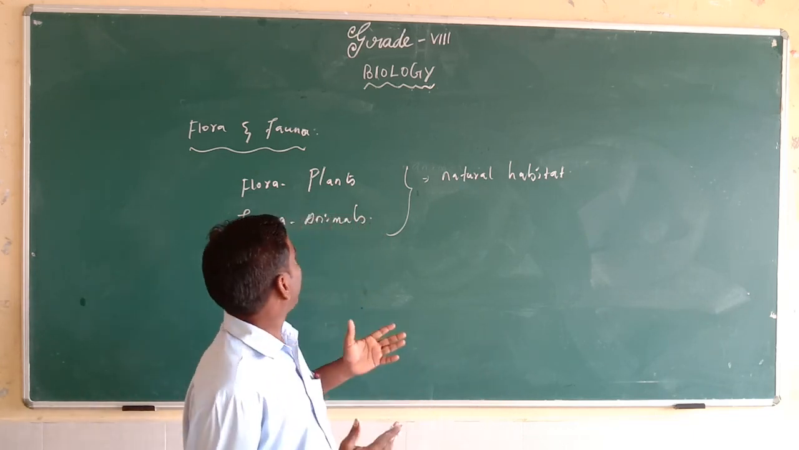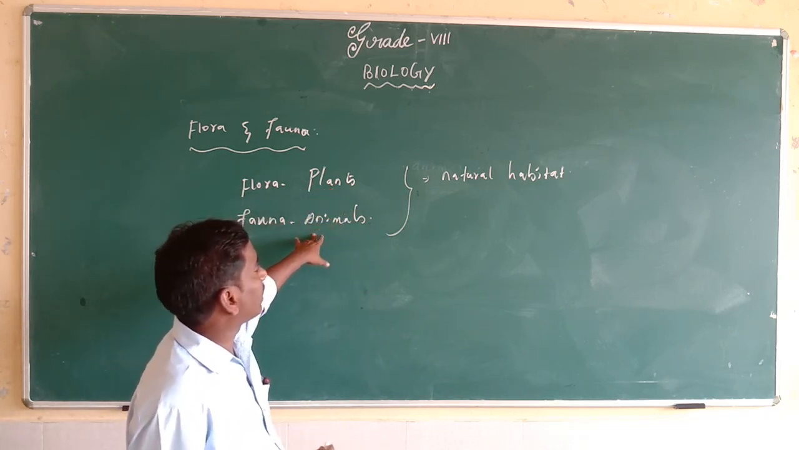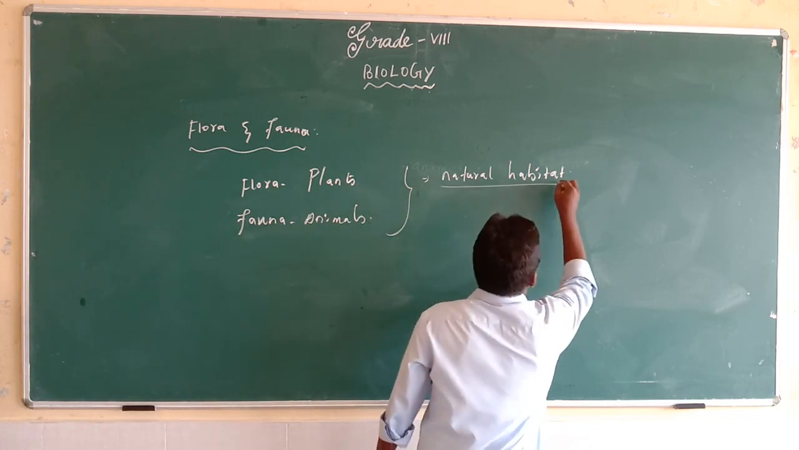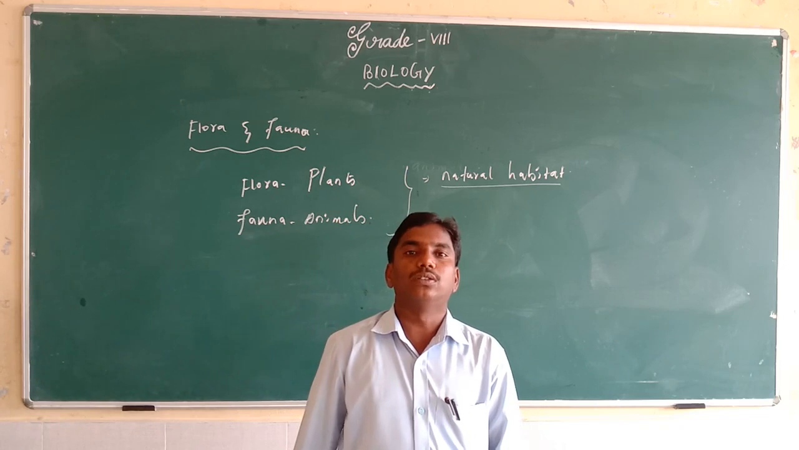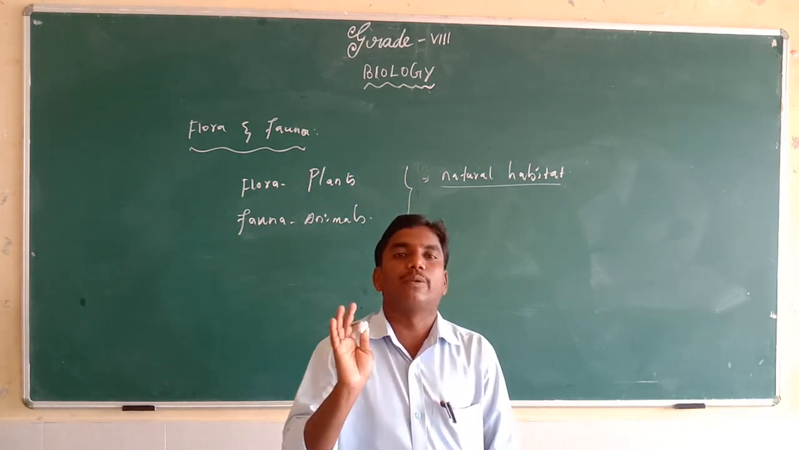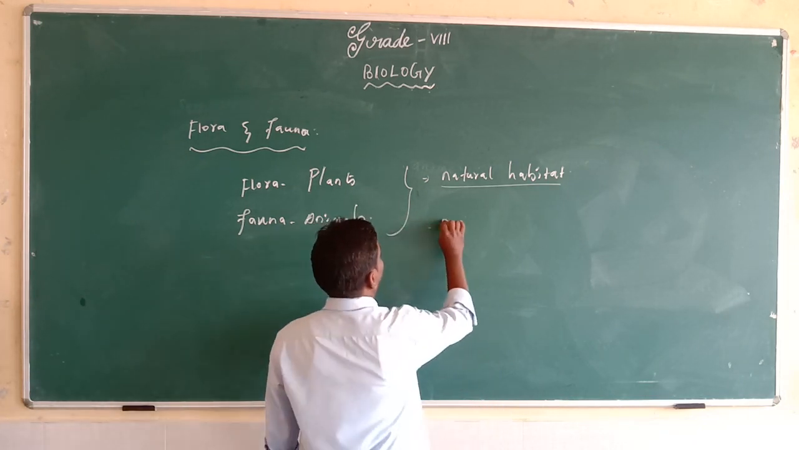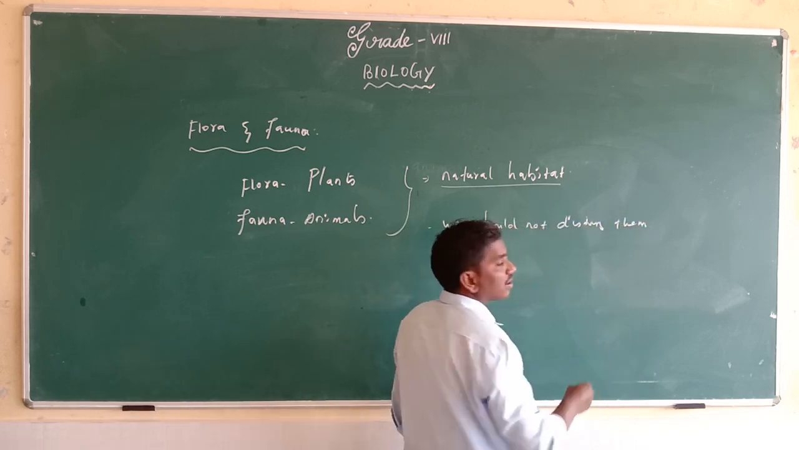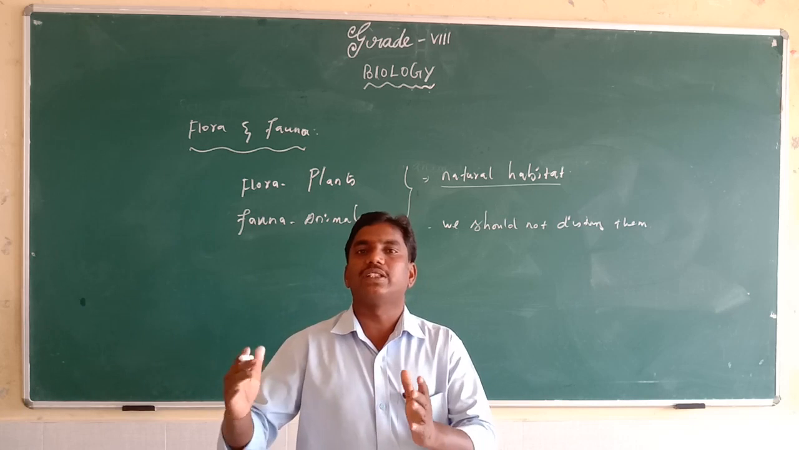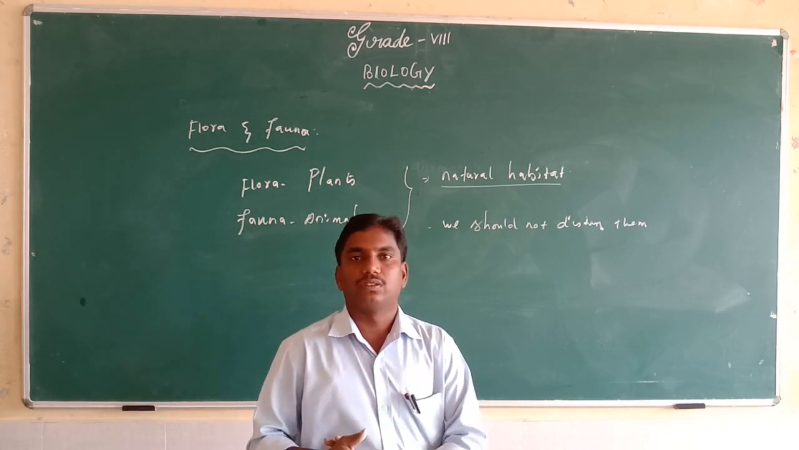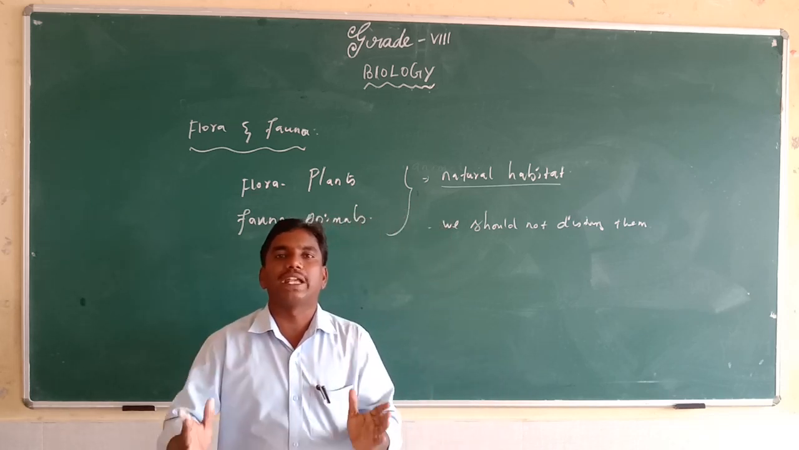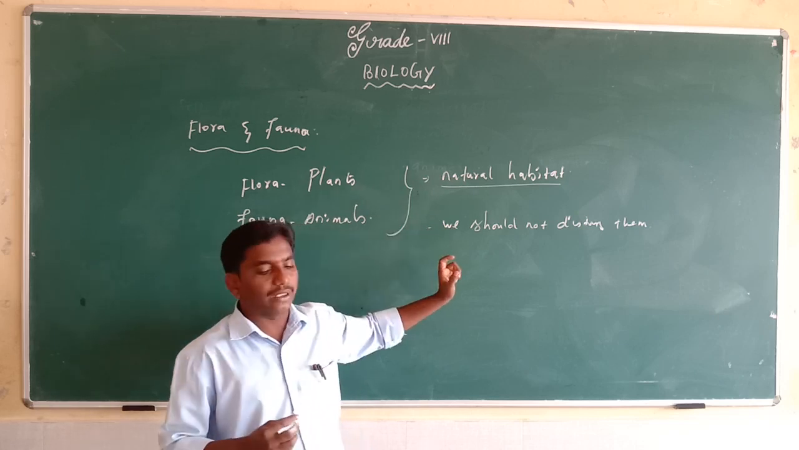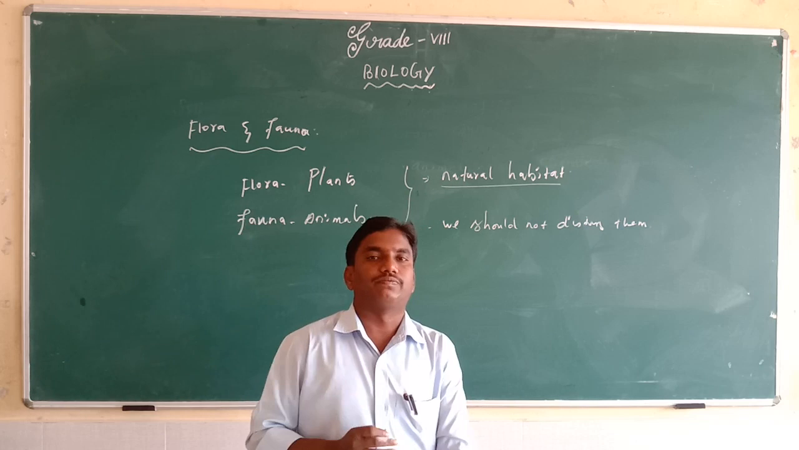So the different kinds of plants as well as different kinds of animals can be present in that forest region. These organisms can live or survive in their own natural habitat, and no one should disturb them, okay? We should not disturb them because for that also they can survive in that area, because that place is comfortable for survival, isn't it? So that organism can survive in its own natural habitat. We should not disturb them.